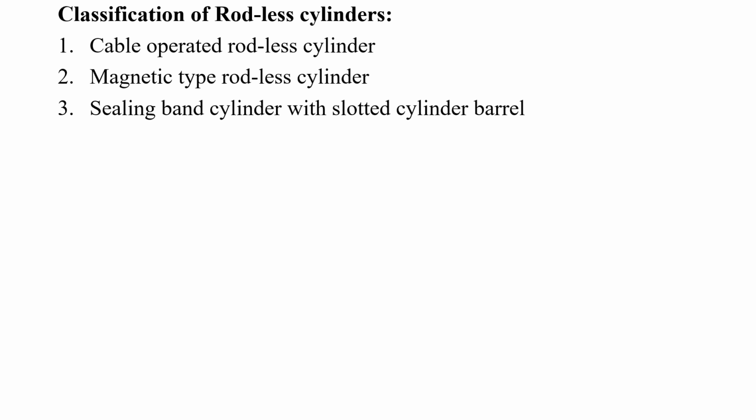Classification of rodless cylinders. The first one is the cable operated rodless cylinder. The second one is the magnetic type of rodless cylinder. The third one is the sealing band cylinder with slotted cylinder barrel. These are the three major types of rodless cylinders normally used in industries.